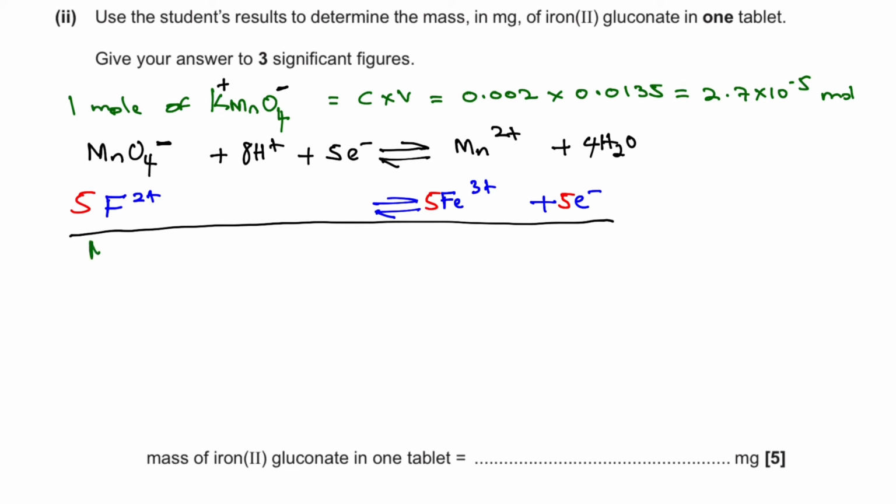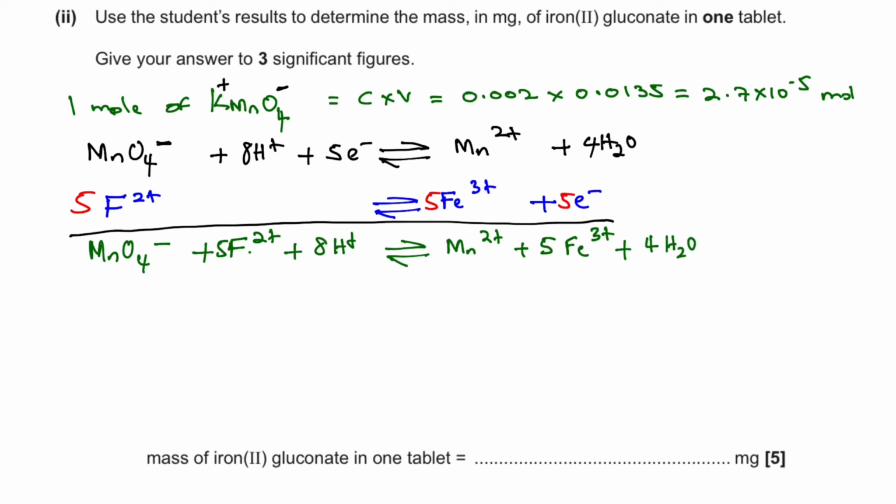So we're going to have MnO4⁻ plus 5 Fe²⁺ plus 8H⁺, and that will give you Mn²⁺ plus 5 Fe³⁺, and that's it. That's what you're going to get. But what about the water? You get the water as well, plus 4H2O. So that's what you're going to get there.